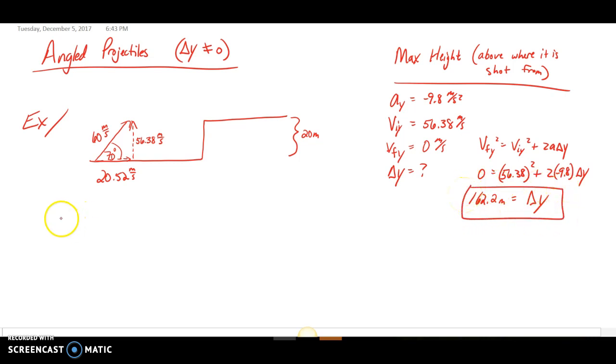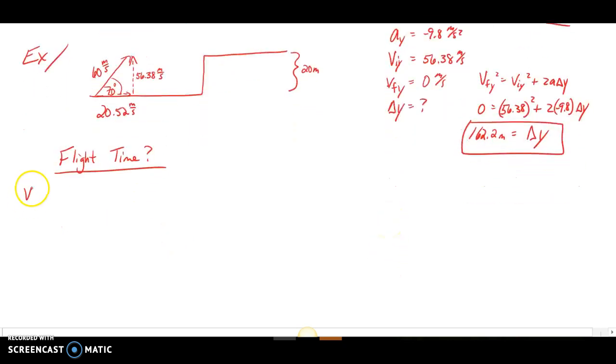Next question, flight time. Total time this sucker is in the air. Initial y velocity, still 56.38. Acceleration in the y direction is still negative 9.8. We know that it's going to land 20 meters higher than where it started. So our delta y for the total flight is 20 meters. We're solving for t.